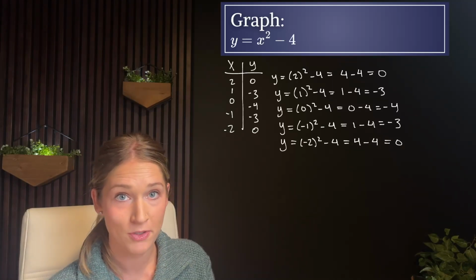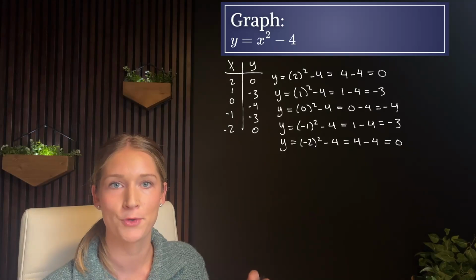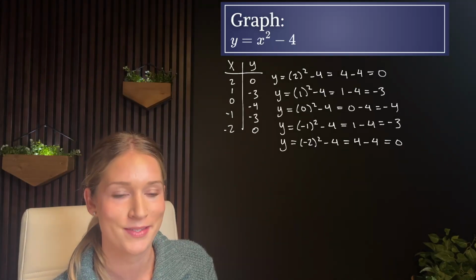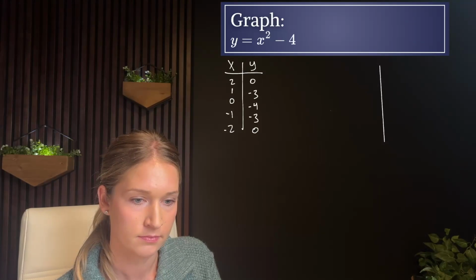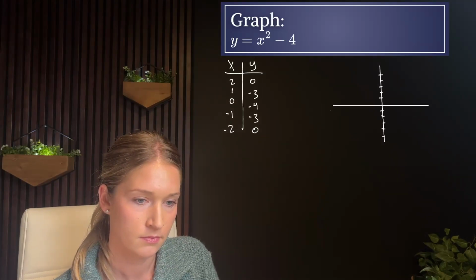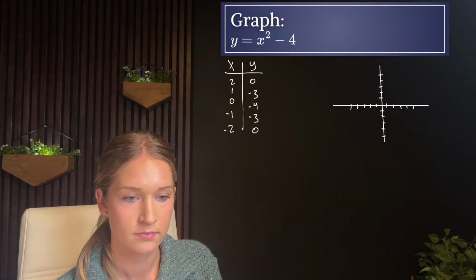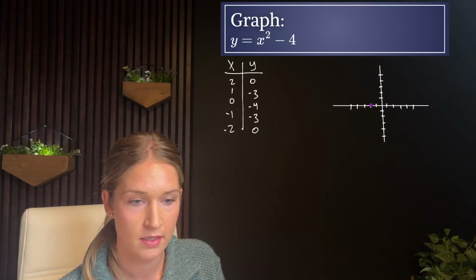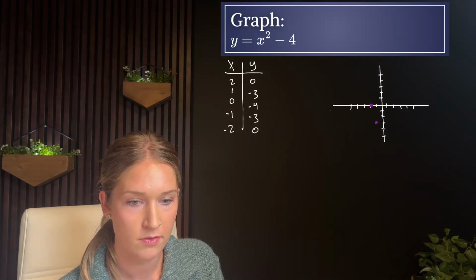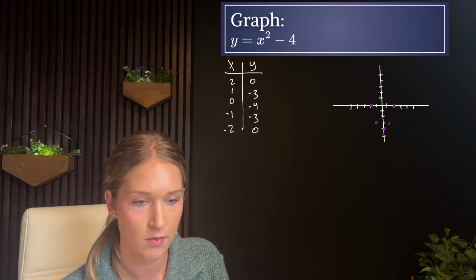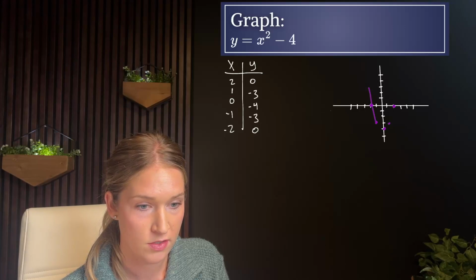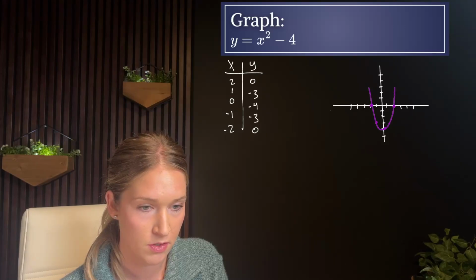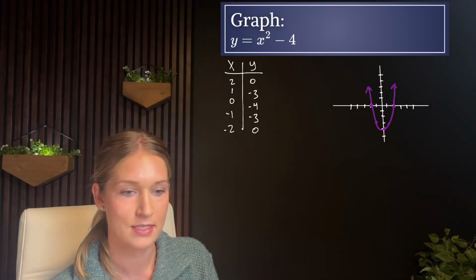So there's my table. Let me clear all my work and I will create a coordinate plane so we can sketch these. I plot each of my points, starting with -2, 0, -1, -3, 0, -4, 1, -3, and 2, 0, and connect it with that smooth U-shaped curve, giving me this parabola.